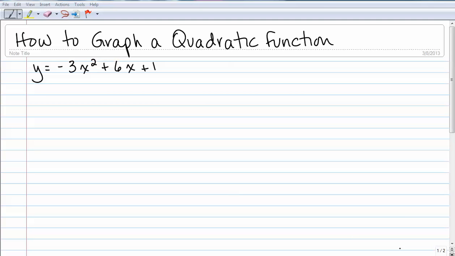Here's how to graph a quadratic function. Given the function y equals negative 3x squared plus 6x plus 1, we need to figure out how to graph this. The first thing we want to do is identify a, b, and c.